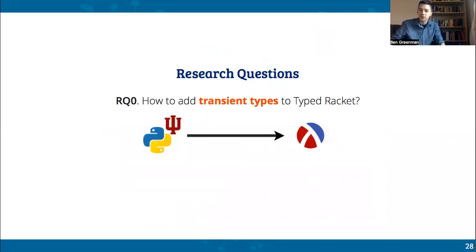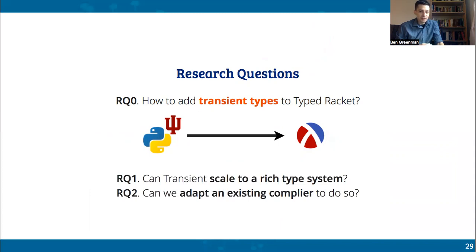So now we come to our research questions. At a technical level, we are asking, how can we add transient types to Typed Racket? Now, this work is not just about Typed Racket and the specific compiler. There are two broader questions that are interesting for the community at large. First is, Transient has been implemented for Reticulated, but can we scale it to a larger and richer type system like the one we have in Typed Racket? Second question is, can we implement Transient without writing a new compiler from scratch? Can we do so by adapting the compiler that we currently have?